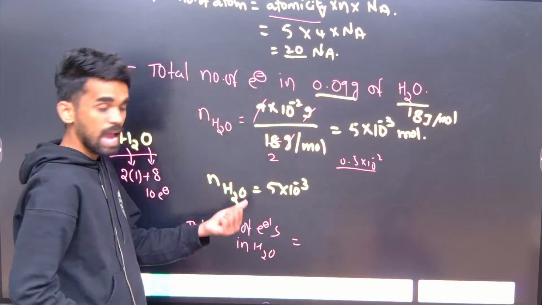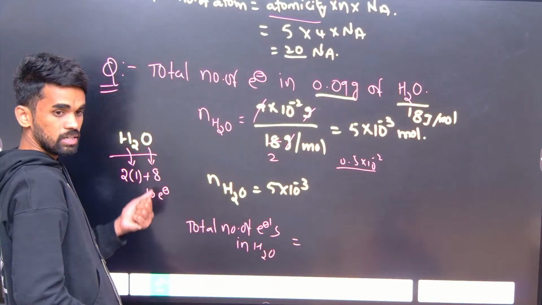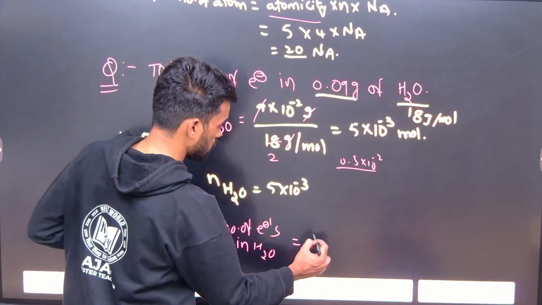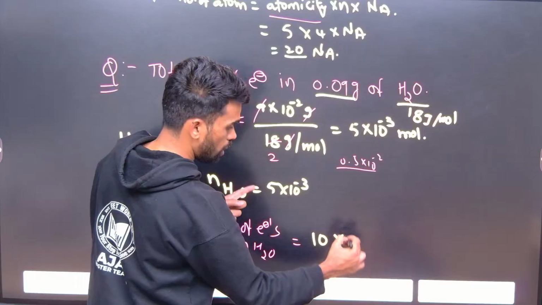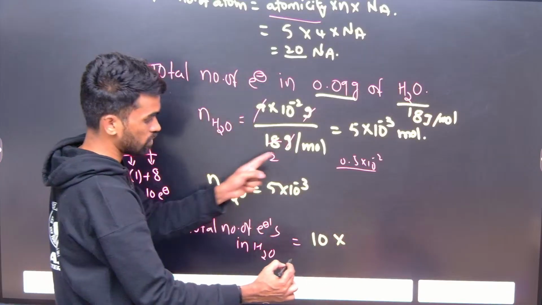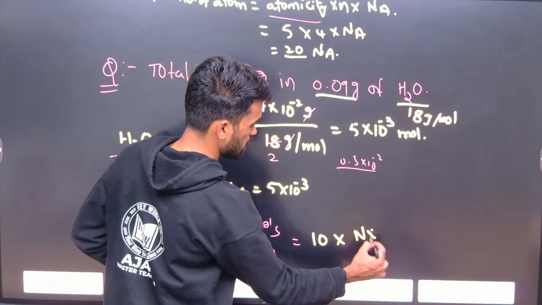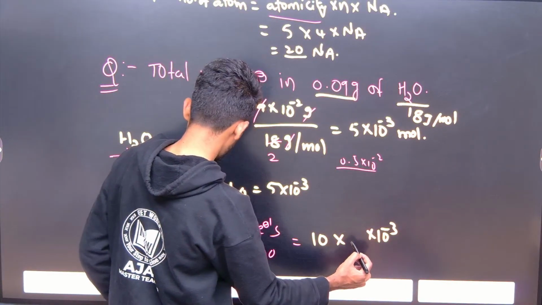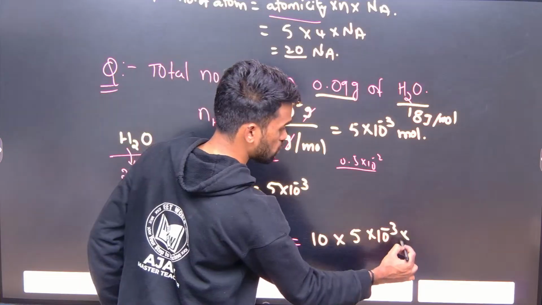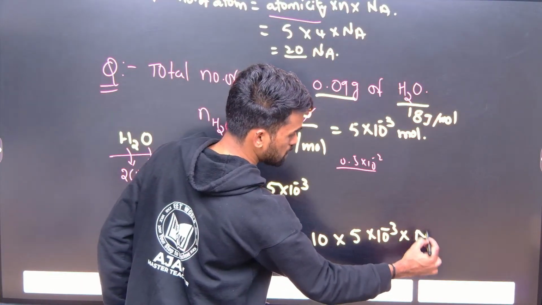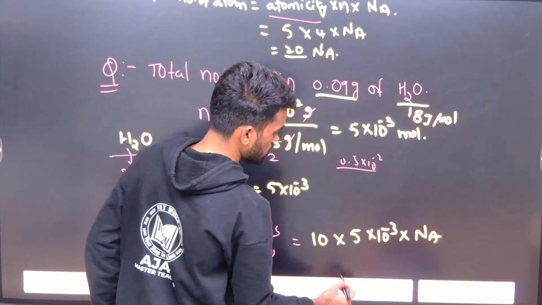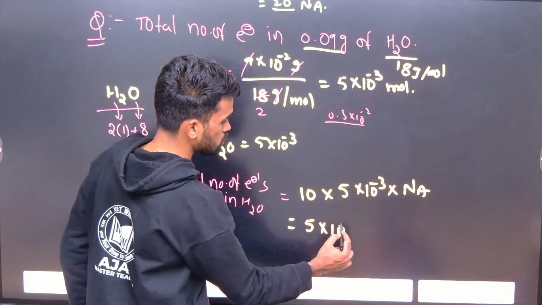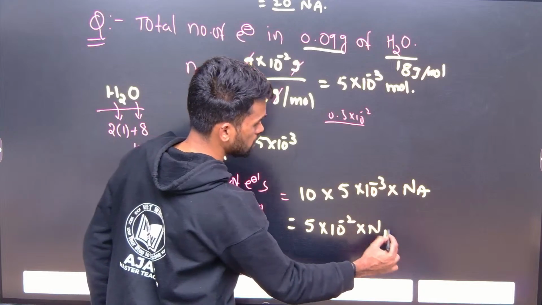Instead of saying atomicity, you should say total number of electrons in one molecule of water. So in one molecule of water it is 10, into the number of moles of water we have, 5 into 10 power minus 3. 1 mole contains Avogadro number of particles, Na. So what you are going to get here is 5 into 10 power minus 2 into Na. This should be your answer.